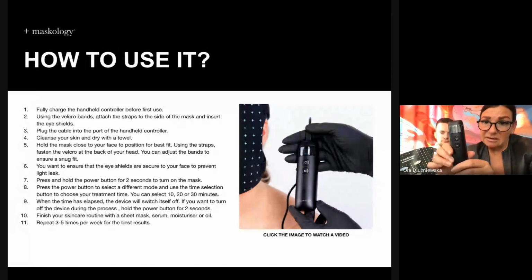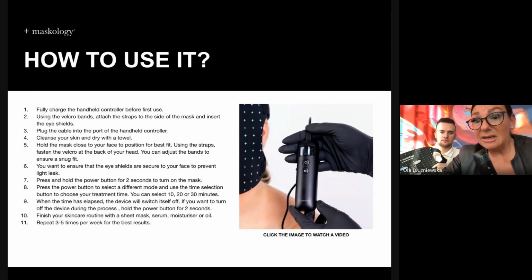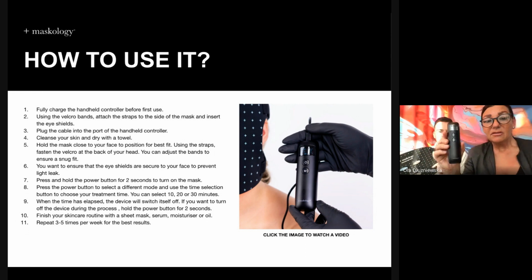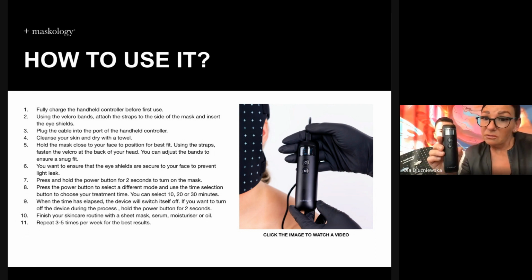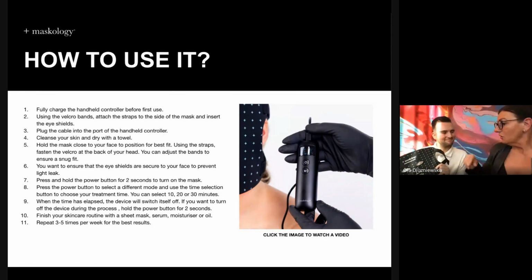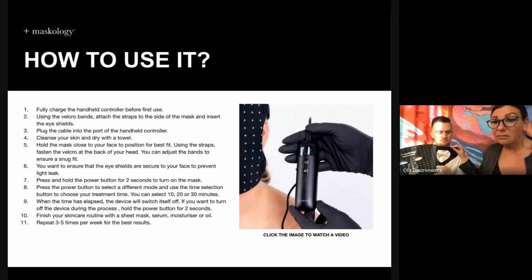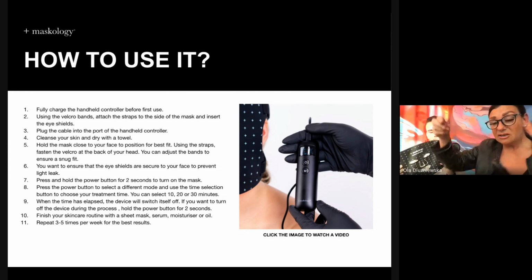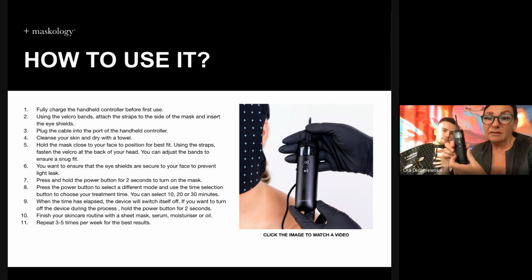Now, this is the handset itself, and it couldn't be easier. We have two buttons here. So first of all, you have to make sure before you use it that the handset is fully charged. This could take 2.5 hours, we recommend, for the first use. Okay. So using the Velcro bands, we've obviously popped the straps on the side. We've popped in the little earpods. And then literally we're going to plug in the cable that's attached to the mask onto the handset.